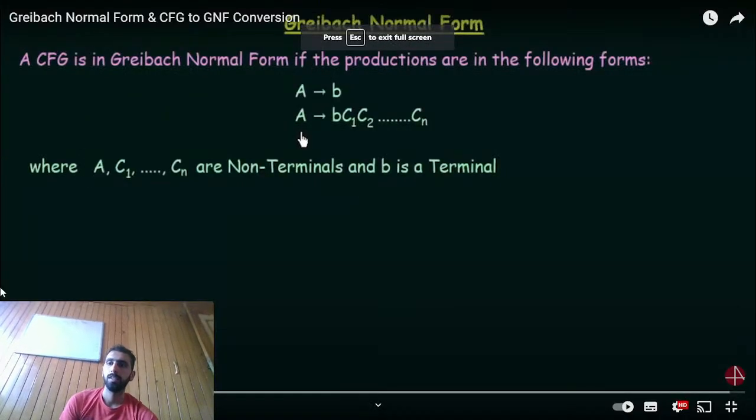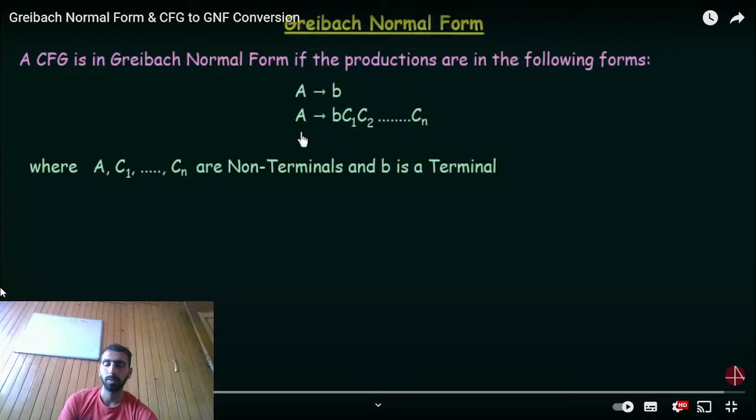A CFG is in Greibach normal form if the productions are in the following forms. A gives a terminal, that is, it starts with a terminal and then a bunch of non-terminals.